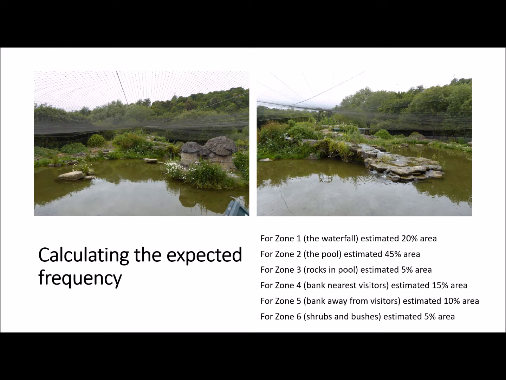Now we have our observed frequencies from our actual data collection and behavioural observation on the birds. Let's look at calculating the expected frequency to compare what we have observed with what we would expect if enclosure usage was random. The first thing you need to do for any enclosure is measure or estimate how much of each of your zones makes up out of the overall size of the enclosure.